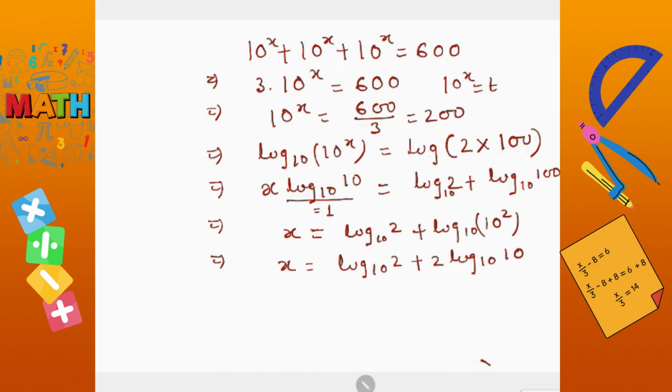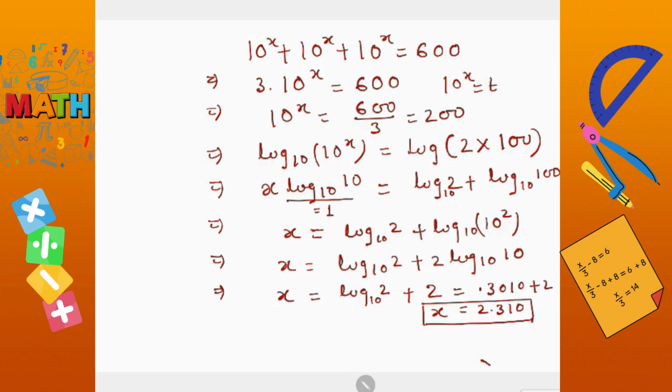Okay, so now if you see, log 2 base 10 plus 2, this is a value, log 2 value is 0.3010 plus 2, so 2.3010. So this is the value of x, and this is how we solve this kind of equation. Thank you very much.